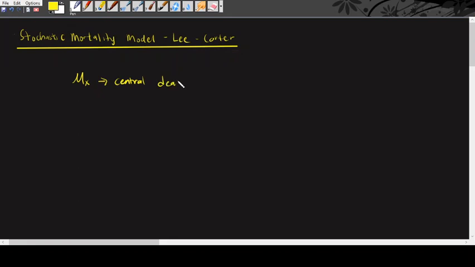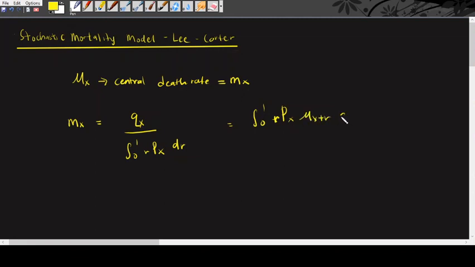For the central death rate, we are going to use the notation mx, where mx is defined as qx over the integral from 0 to 1 of r px dr. This can also be written as the integral of r px mu x plus r dr, over the integral from 0 to 1 of r px dr.